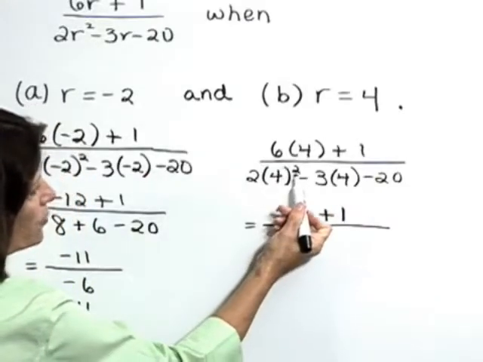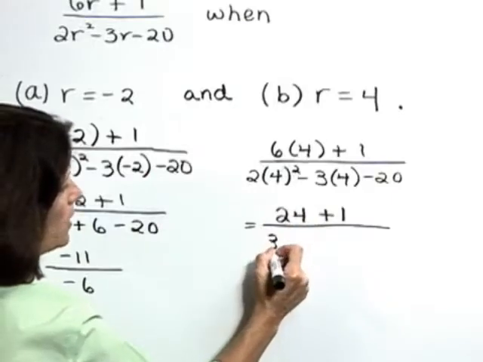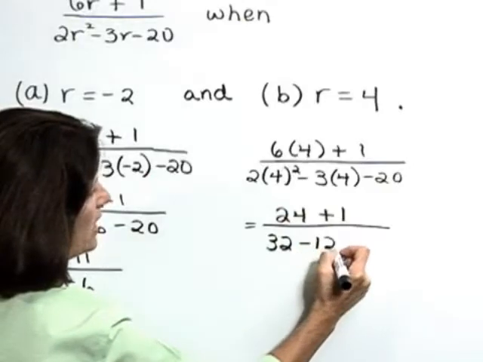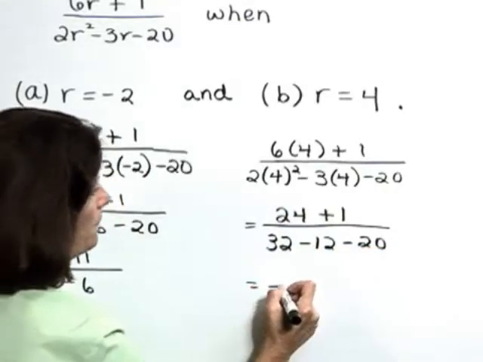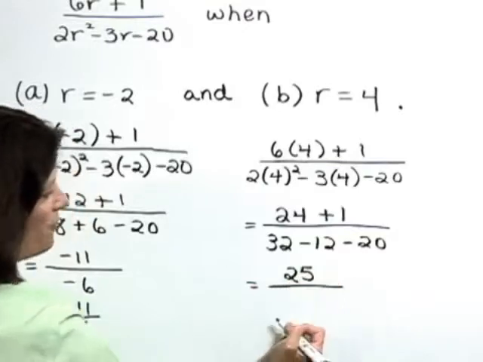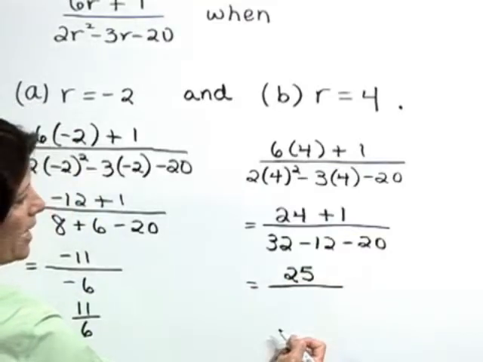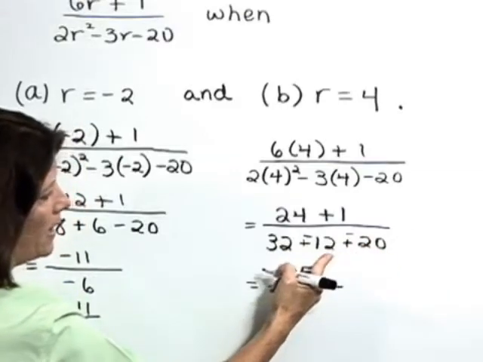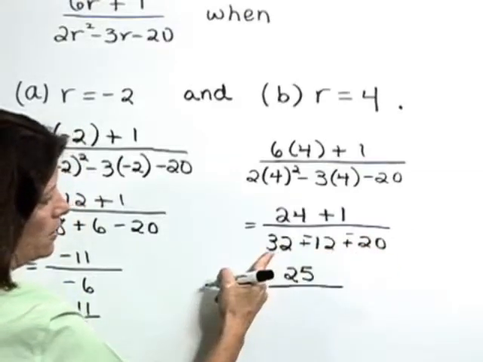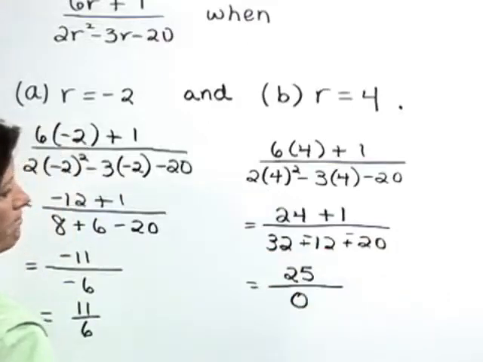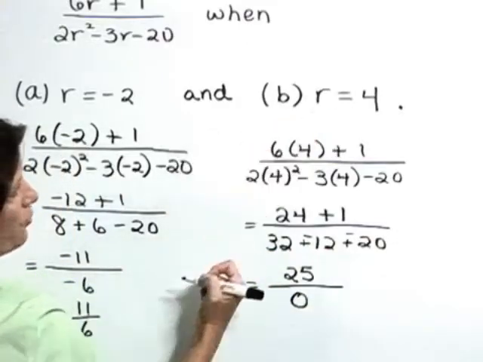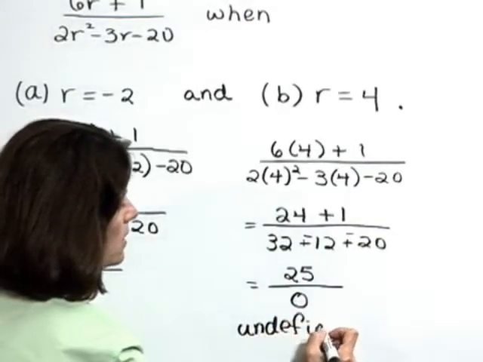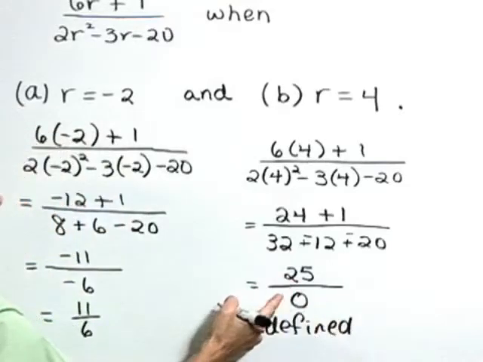In the denominator, 4 squared is 16, times 2 is 32. −3 times 4 is −12, and minus 20. So our numerator is 25. In the denominator, we have −12 and −20, which combine for −32, plus a positive 32, which is 0. So if we evaluate the rational expression at r equal to 4, then we get an undefined outcome because division by 0 is undefined.